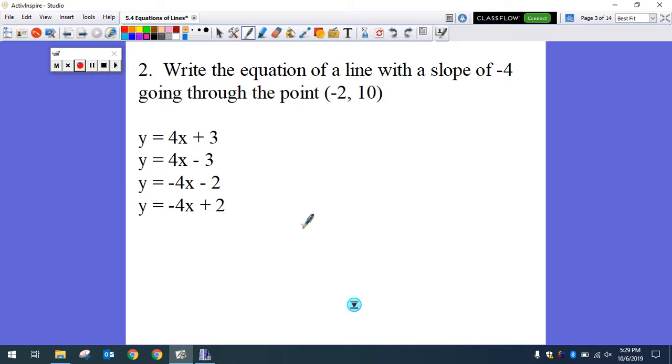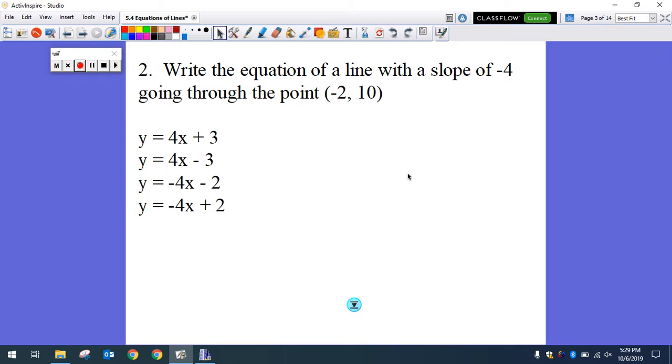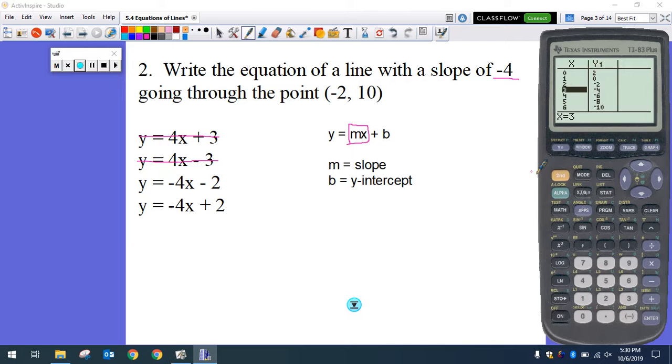Let's do another one, with a slope of -4. So again, let me copy this. Bring this over here. So y equals mx plus b. m is the slope. So again, it's telling me the slope. So I want -4 to be with the x right there, mx. So -4x. So I can knock these two out. And then out of C and D, we want to see which one goes to the point (-2, 10). So let's type them in.